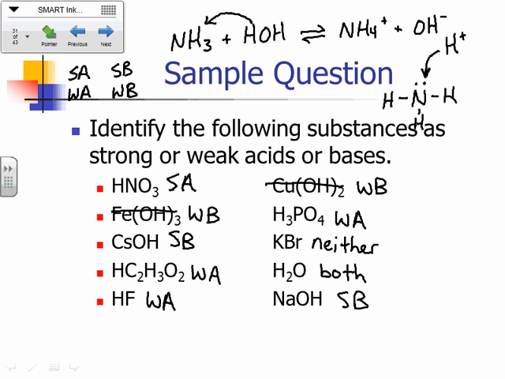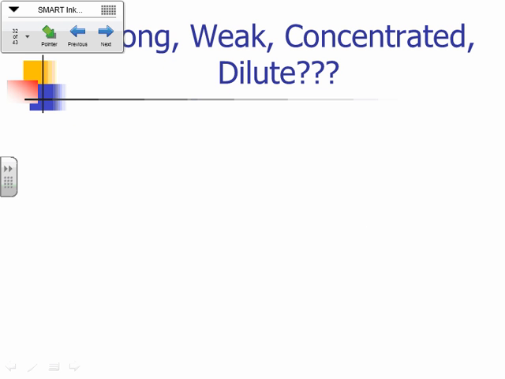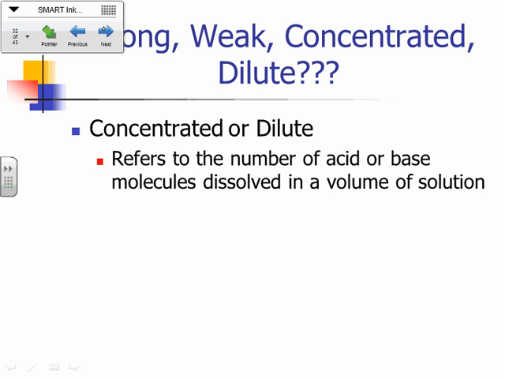Okay, so real quick, one more slide that will kind of set us up for our lab, and then we're going to get started on the lab, okay? Everybody ready? We good here? Okay. All right, so strong, weak versus concentrated and dilute. We need to know the difference between those two, okay? If something is concentrated or dilute, that means how many moles, or the number of acid or base molecules, dissolved in a certain volume, okay?